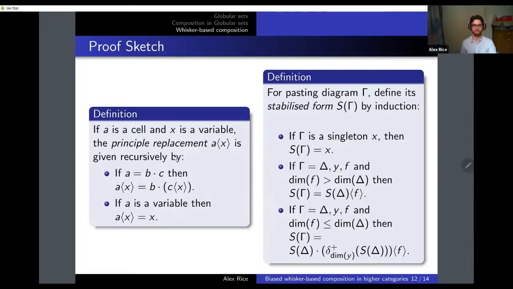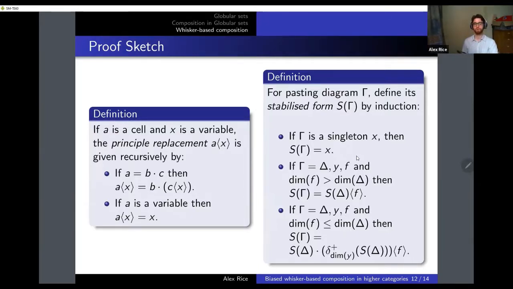Then this allows us to define this horrific looking thing, but it's not too bad once you get your head around it. So the idea here is that we've got a pacing diagram and we want to define this tree of composites. So if it's a singleton, that's fine. We just return that one variable.